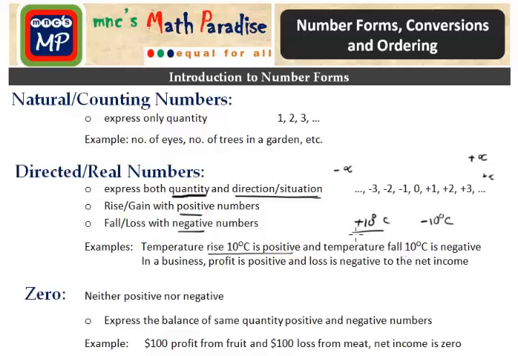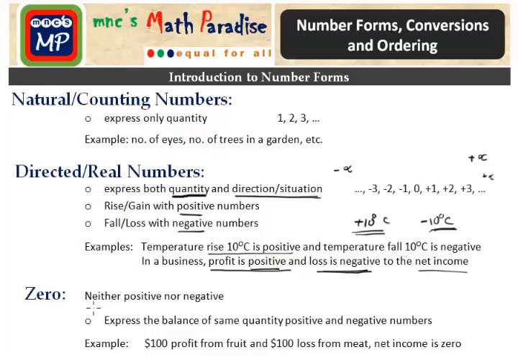That means the temperature rises 10 degrees centigrade. That means it rises, that means positively the change is in the positive direction, 10 degrees centigrade. Falls 10 degrees centigrade. Quantity is 10 degrees centigrade, but falls means it changes negatively, 10 degrees centigrade. Similarly, if a business makes profit, then that profit quantity is represented as a positive quantity. Loss is represented as the negative quantity in the net income. So natural numbers only represent quantity. Directed or real numbers represent quantity as well as direction, that is the number's positivity and negativity.